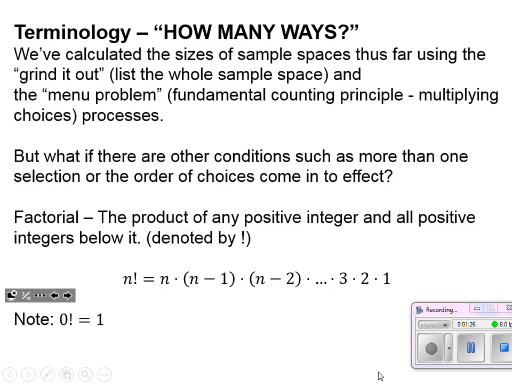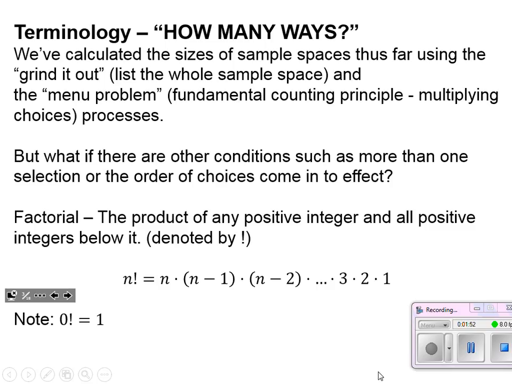So far we've talked about the grinded out method where we list the whole sample space and kind of think through all the different coin flips or dice rolls or marble draws or anything. And that's worked decently for us so far. We've had pretty manageable sample spaces. We've also had the menu problem. That's also called the fundamental counting principle, where we would multiply our choices. Those are the two processes we've really used thus far to calculate our sample space.